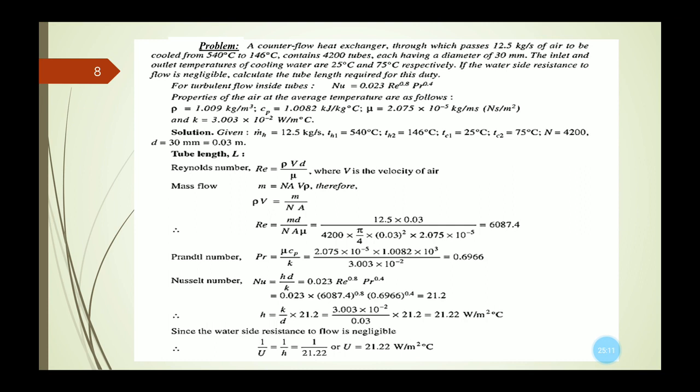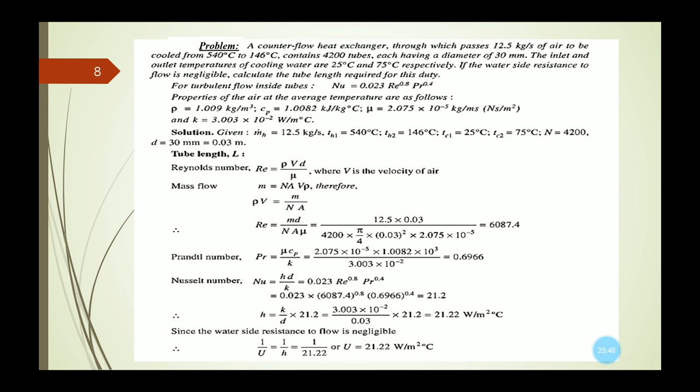Now what are the different properties of the air given? First the density is given, and Cp is given, mu that is the dynamic viscosity is given here, and K that is the thermal conductivity is given. So let us try to solve this numerical. We need to calculate the tube length here. 4200 tubes have been used in this problem.